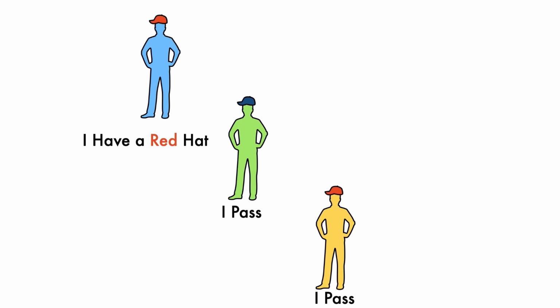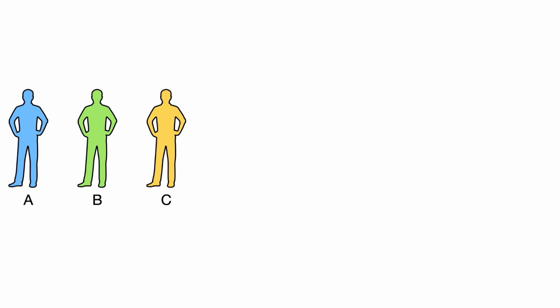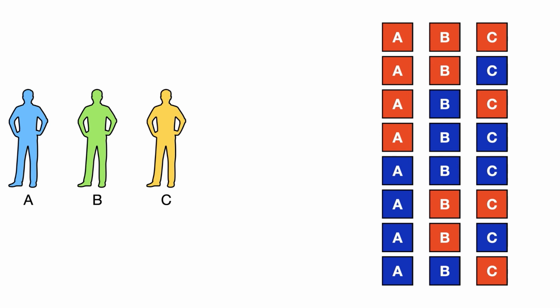A better solution exists for 75% chances of winning. Let me explain the solution in detail. Let the players be player A, player B, and player C. With 3 players and 2 hat colors, there are a total of 8 likely outcomes.